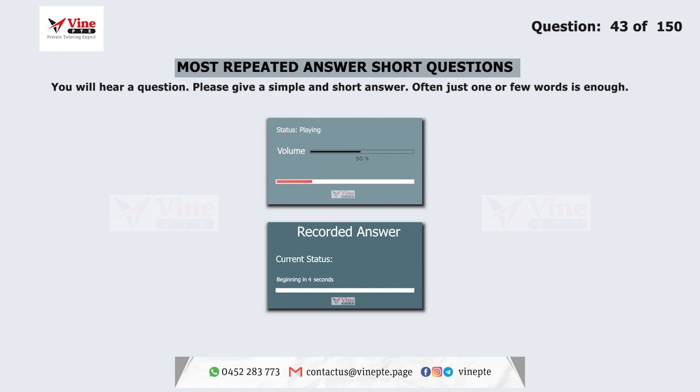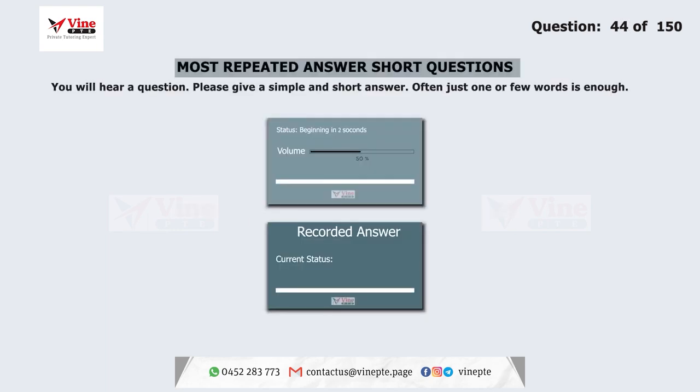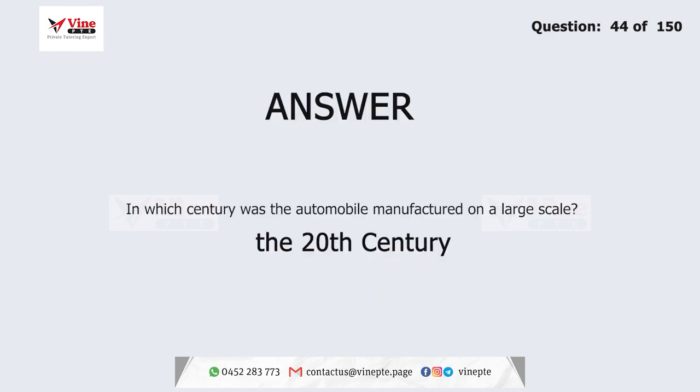What is the chemical symbol of gold, Mg, O or O2? O. In which century was the automobile manufactured on a large scale? The 20th century.